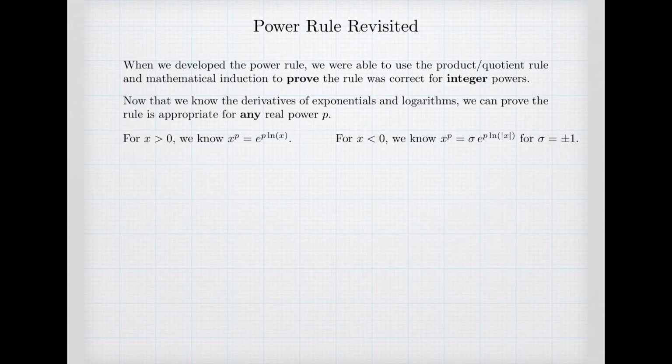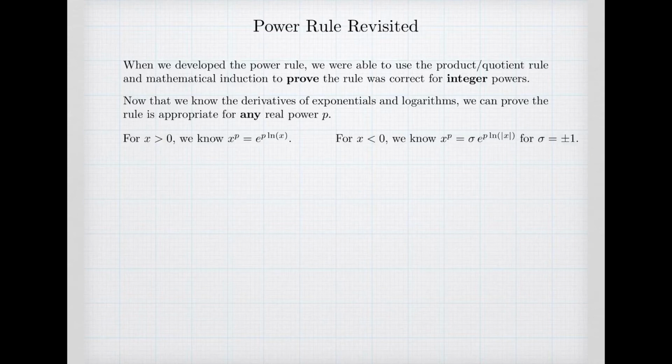For our last consequence of the exponential's derivative, we'll revisit the power rule. Now, when we first found the power rule, we did it for a few examples using the definition of the derivative. Then we were able to use the product rule and induction to show that the power rule worked for any positive integer, and we could use the quotient rule to show that it worked for any negative integer. Now that we know the derivatives of exponentials and logarithms, we can show that the power rule works for any number p.